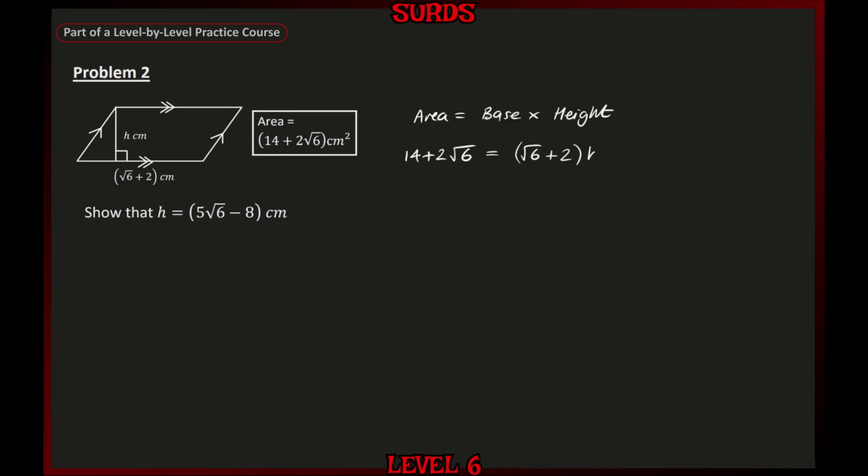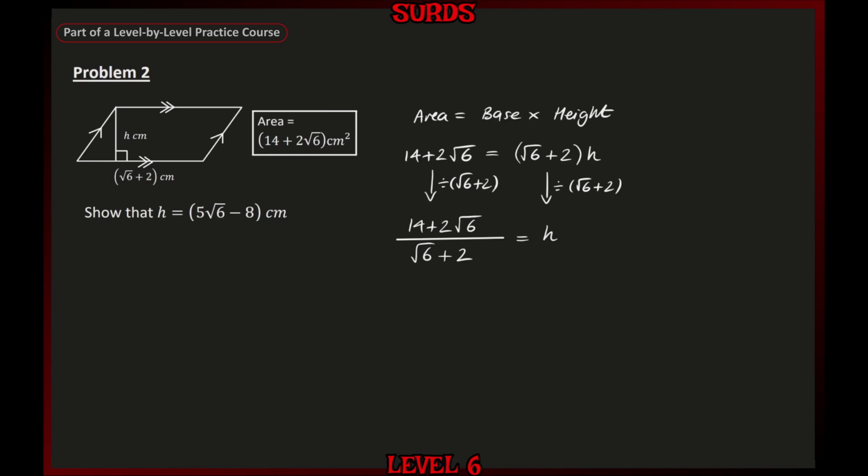So I'm going to put an h after that bracket, but I could also have put it before. Now we're trying to find h, so we just need to rearrange this and simplify. What we can do to rearrange and get the h on its own straight away is to divide both sides by root 6 plus 2. This is going to give us a fraction on the left-hand side. The fraction we have on the left is 14 plus 2 root 6 all over root 6 plus 2. And on the right, we're just left with h.